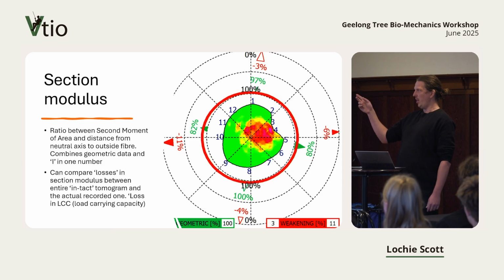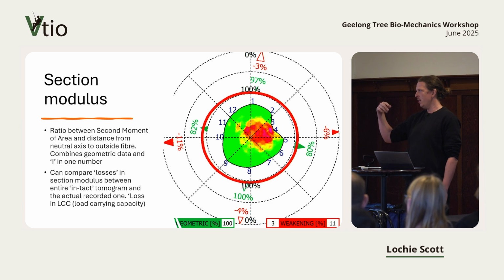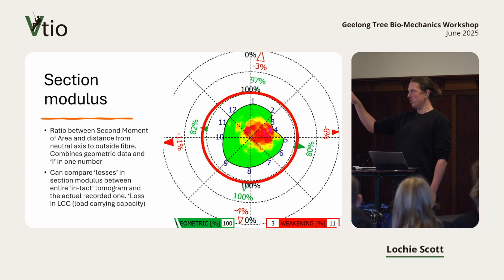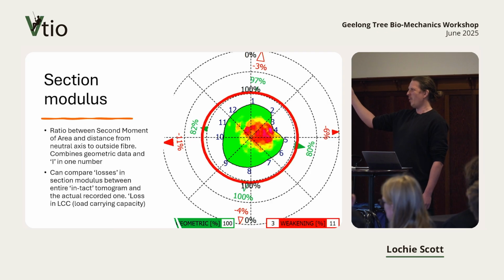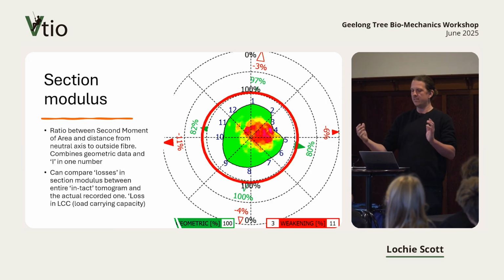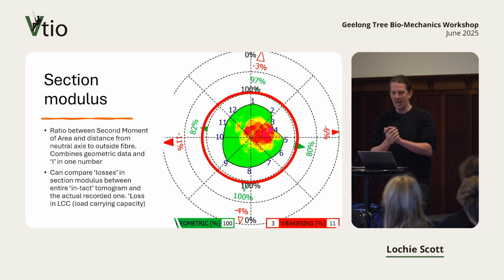They take it a step further. I only put this in here. You might hear it referred to as section modulus sometimes. It's this second moment of area. The section modulus is that second moment of area divided by the distance to the neutral axis. But basically, it just combines the geometry of the tree and the second moment of area in one nice number.